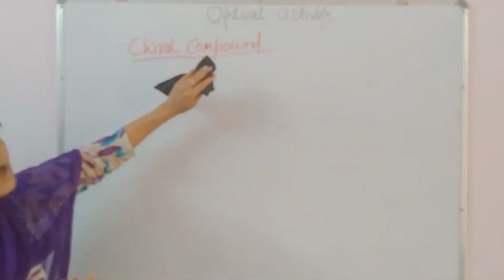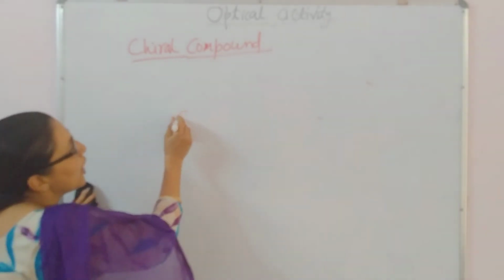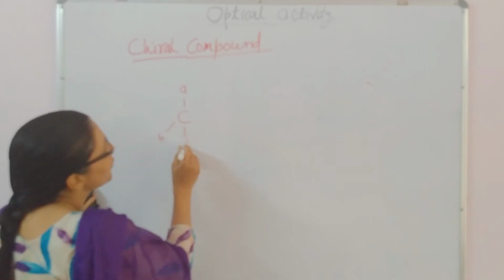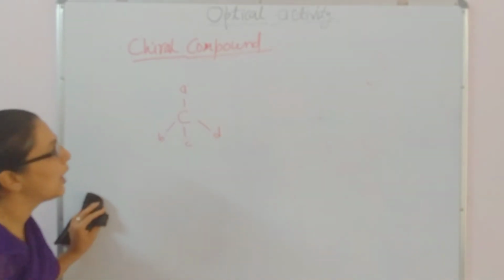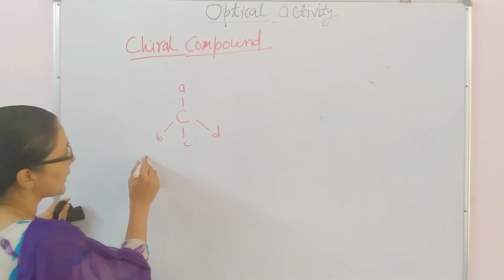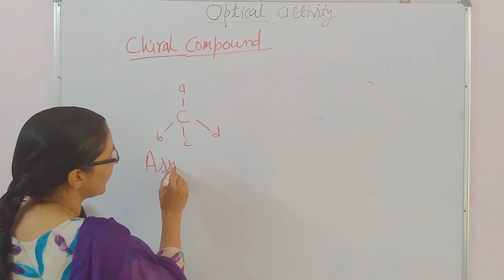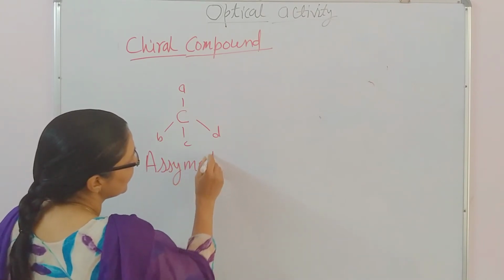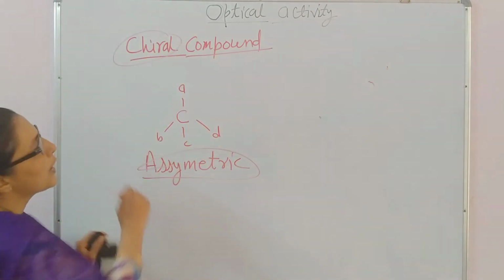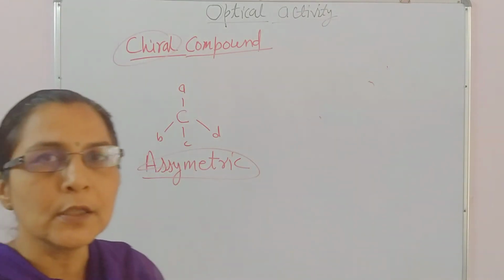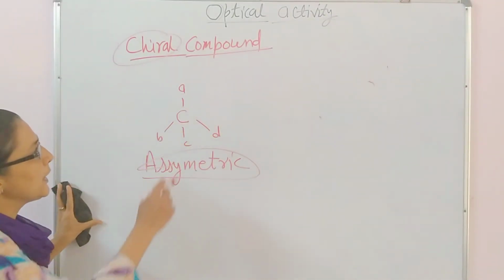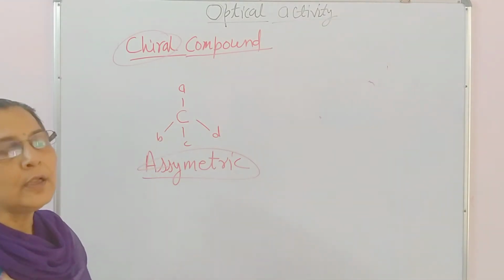For a chiral compound, the condition is that the compound must have 4 different groups. If 4 different groups are here, then there is one more word, asymmetric: asymmetric chiral, asymmetric molecule. So the words asymmetric and chiral all have the same meaning, that the substance has 4 different types of groups and they are arranged in a tetrahedral manner.